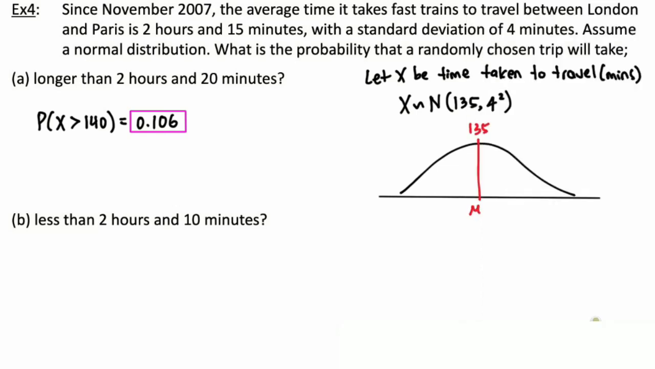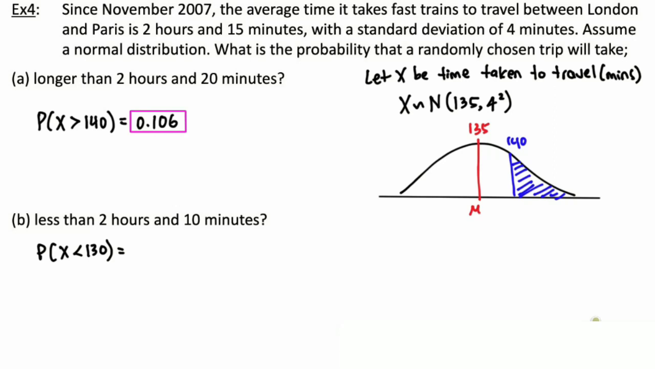And we can also sketch a curve to see what this looks like. So we know that for all values above 140, exists 10.6% of all the observations. Now we want to figure out the probability that the trip will take less than 130 minutes.